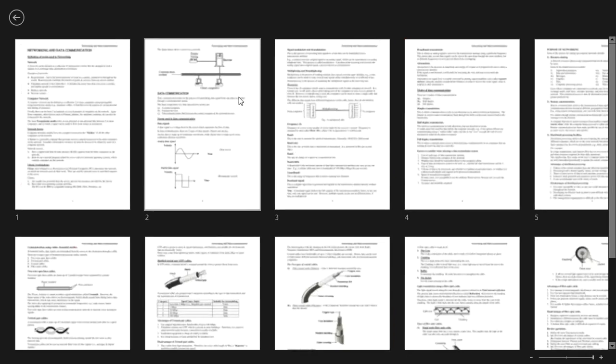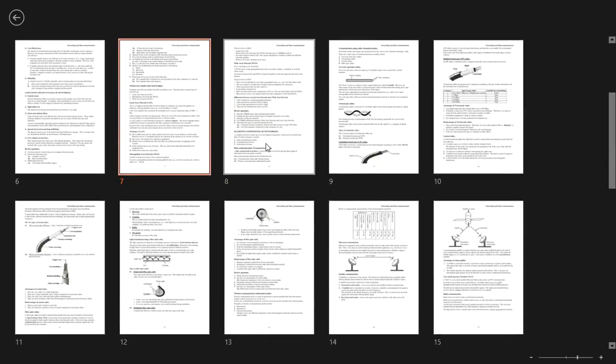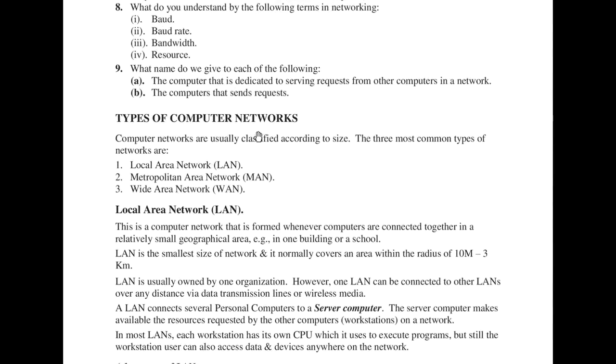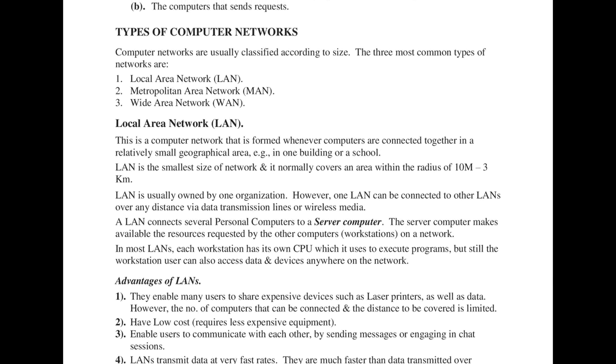Then, guys, let's look at types of networking. We usually have 3 main types of networking. We have local area network, or LAN. We have metropolitan area network, or MAN. We write them in capital letters. We also have wide area network, or WAN.